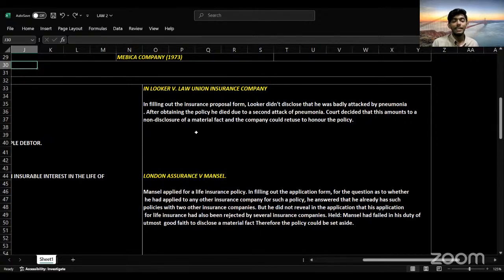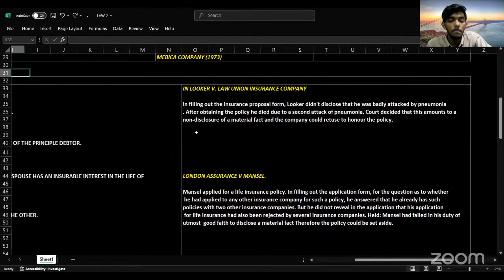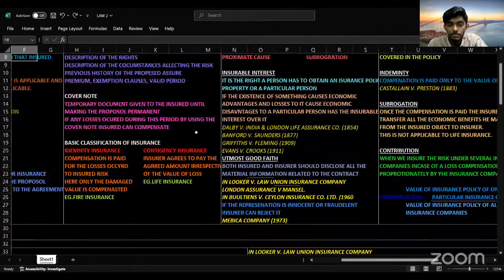You might be wondering why Mansell is doing that. If he said so, London Assurance would either be afraid to give a policy to Mansell, or else London Assurance would start an investigation as to why those companies have rejected it.